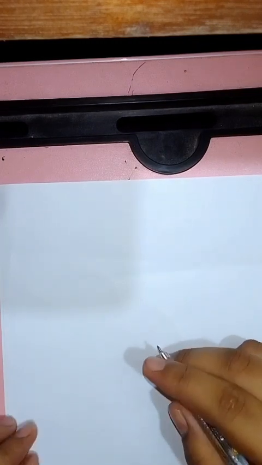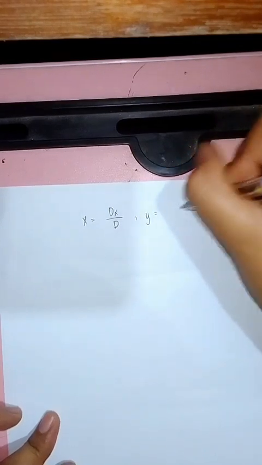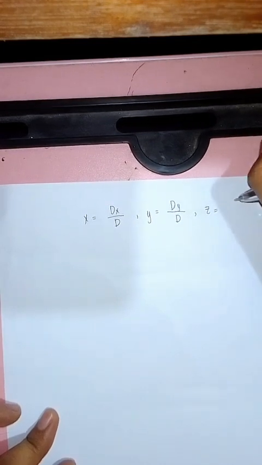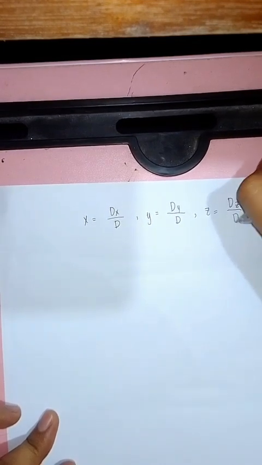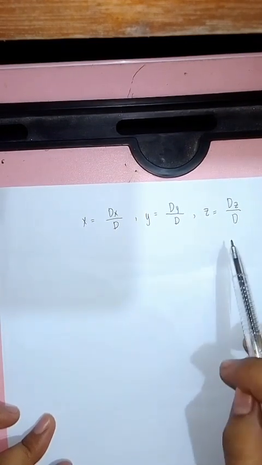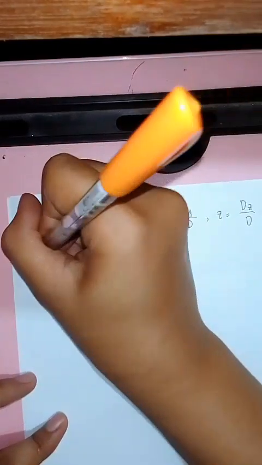In this video, I will show you how to solve a system of linear equations with three equations using Cramer's rule. Okay, now we can take the value of x by taking D sub x over D, and y is equal to D sub y over D. And the value of z is equal to D sub z over D. So what are these D sub x, D sub y, D sub z, and D? These are the determinants.